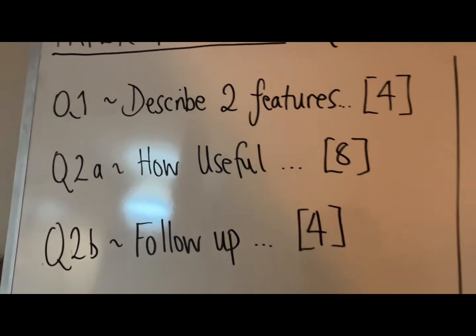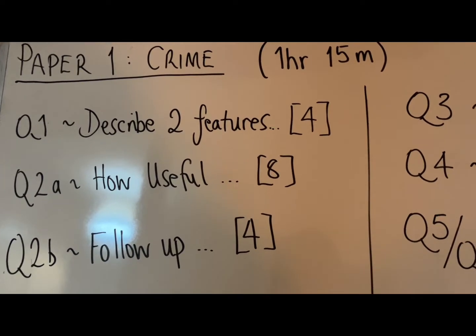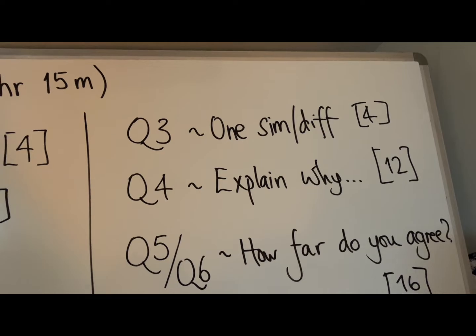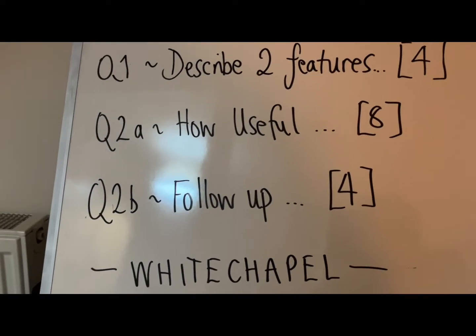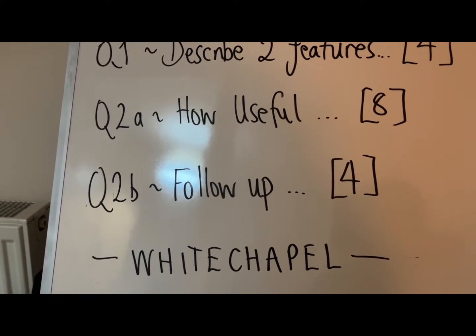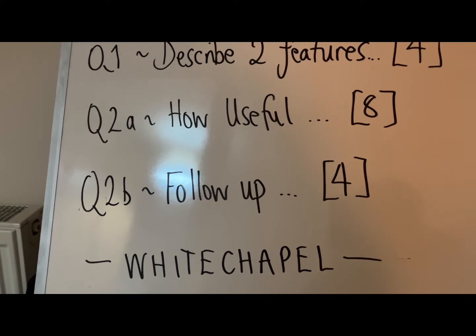The 4 markers are remarkably simple. We have our old friend describe 2 features. We have 1 similarity or difference over 2 time periods, and question 2B, which is a follow-up question to 2A and is very difficult to do well. So leave that one always to the end.